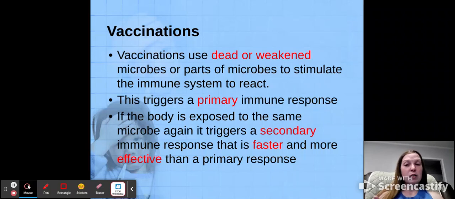If the body is exposed to the same microbe again, it triggers a secondary immune response that is faster and more effective than the primary, which is why sometimes after you get a vaccine, you don't feel that great for a couple of days because your body's learning to fight it off. But then if you're exposed to it again, you may not even know that you're really exposed to it again because your body's already taking care of it.